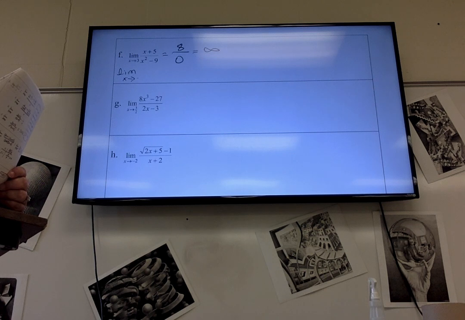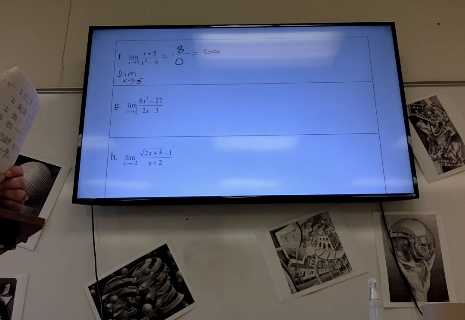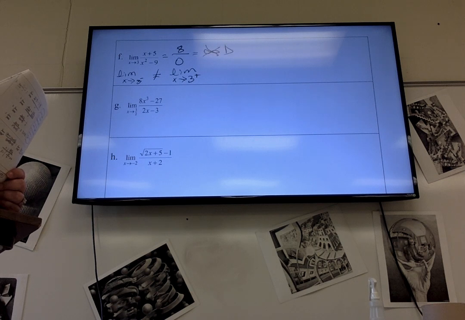So if I plugged in x as I approach 3 from the left-hand side, on the top, it's always going to give me 8. But on the bottom, yeah, it's going to give me a negative. And then if I did as x approaches 3 from the right, that one would give me a positive. So not infinity, I should put does not exist.